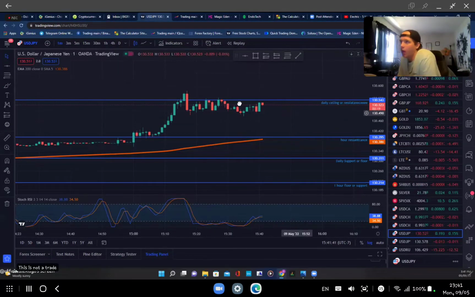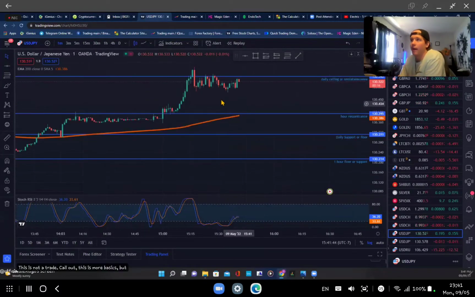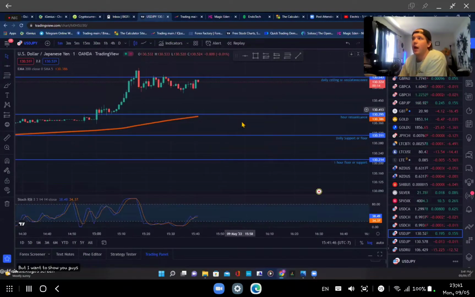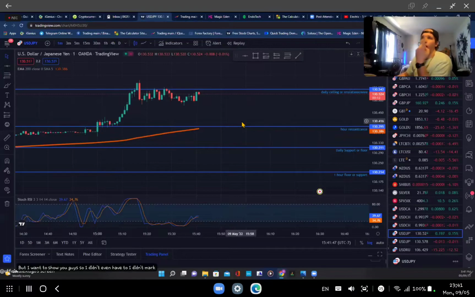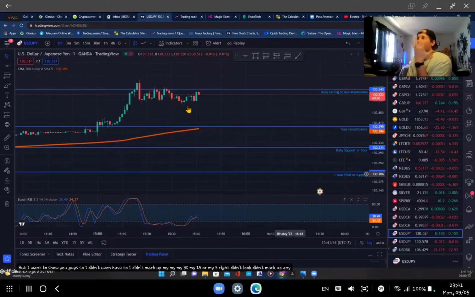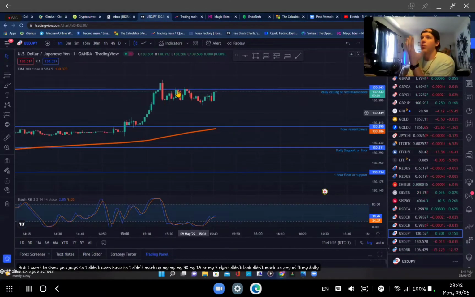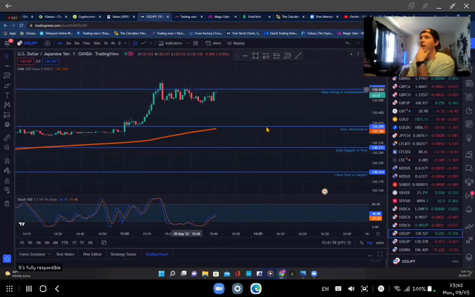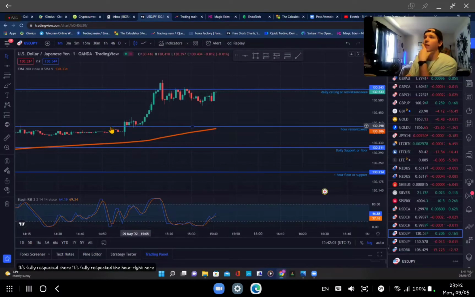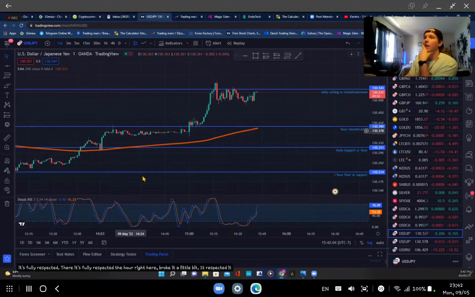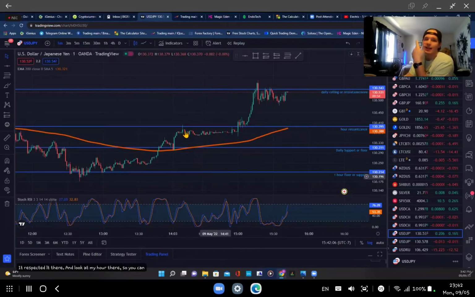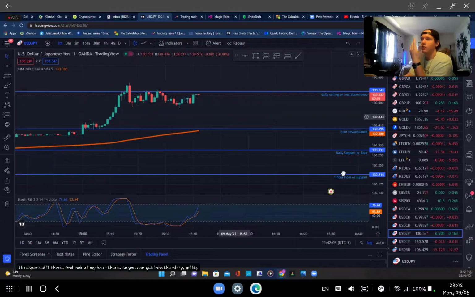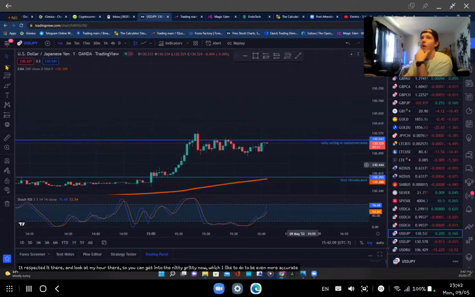Let's take an actual good possible trade. This is not a trade call out. This is more basics, but I want to show you guys. I didn't even have to mark up my 30, my 15, or my 5. Didn't mark up any of it. My daily got broke a little bit, but it's fully respected there. It's fully respected the hour right here. Broke it a little bit, it respected it there, and look at my hour there. So you can get into the nitty gritty now, which I like to do to be even more accurate.